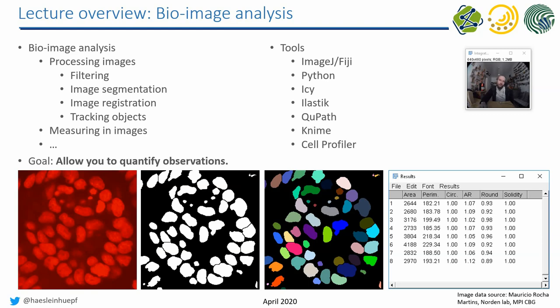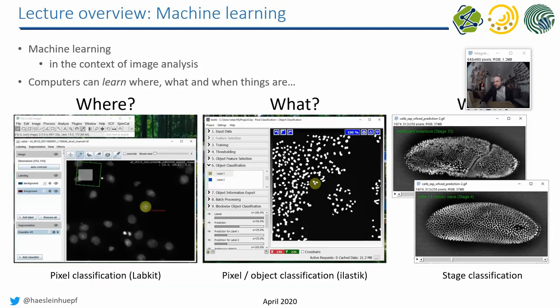We will do most of the stuff in ImageJ and Fiji and Python, but I nevertheless would also like to introduce you to tools like ilastik, Elastic, QuPath, KNIME, CellProfiler, and see if you manage all of them. At the end, the goal, what you should learn during this semester, is how to quantify observations in images.